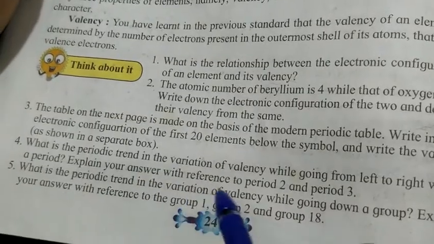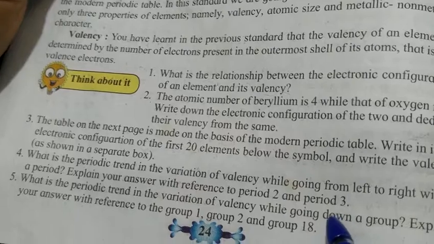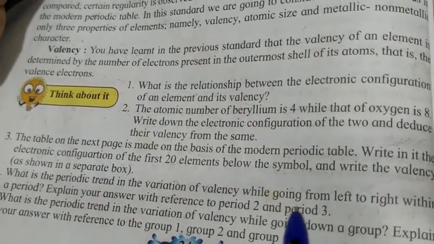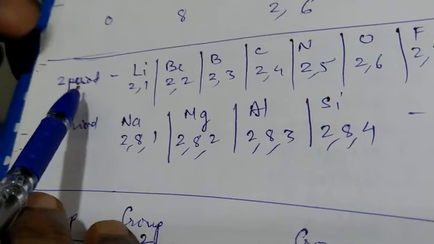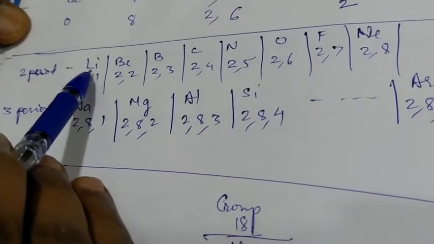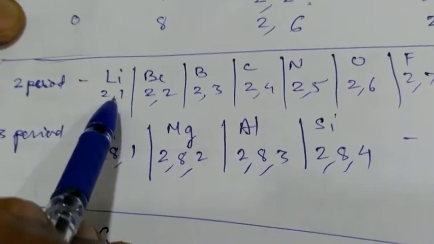Explain your answer with reference to period 2 and period 3. So we have to show the variation of valency while going from left to right within a period. Now you see, we have taken the second period. We are going from left to right in the periodic table. The first member of the second period is lithium.